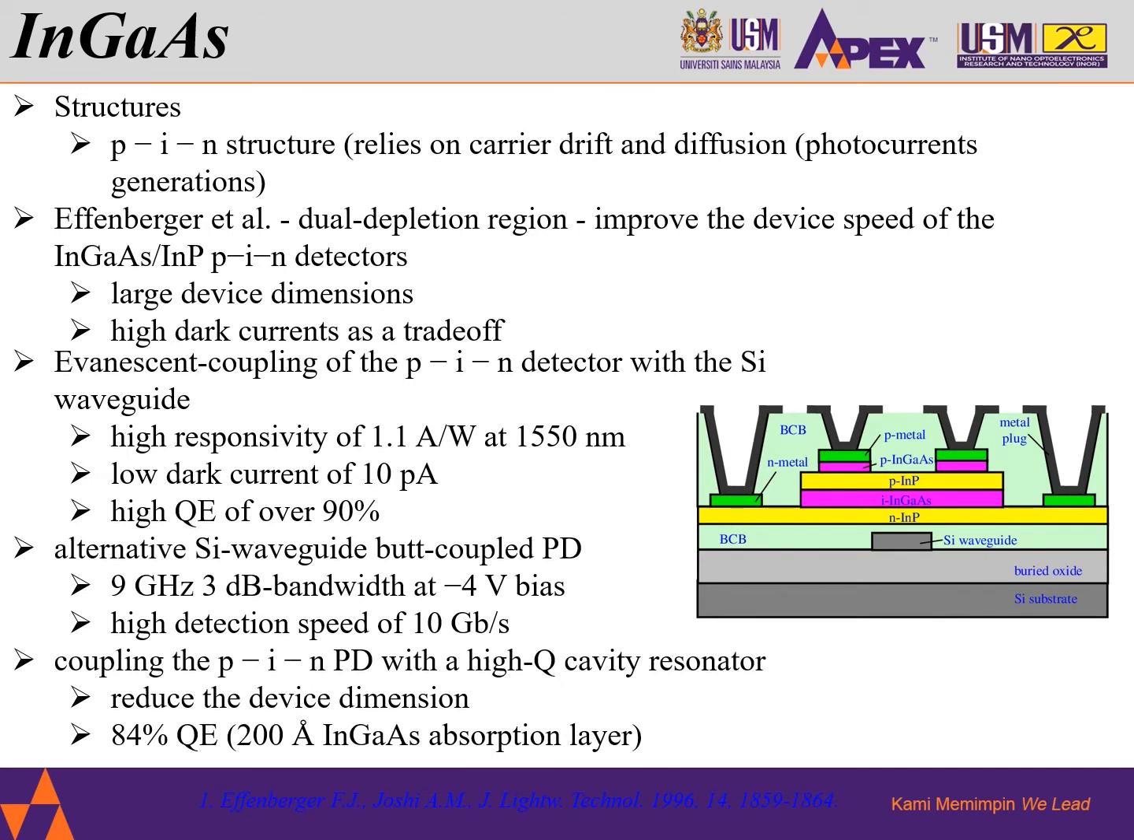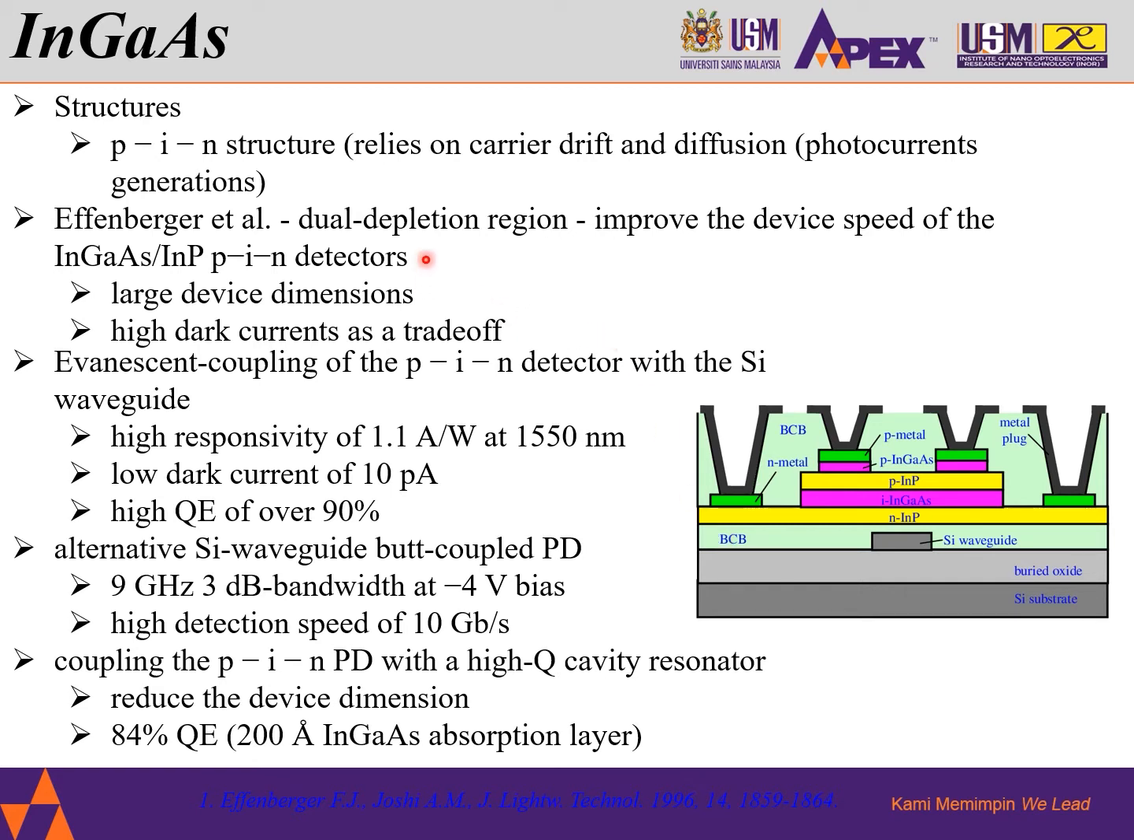Different types of PD structures based on indium gallium arsenide ternary systems have been developed to operate at telecommunication wavelengths. The classic PIN structure is shown in this figure, which relies on both carrier drift and diffusion to generate the photocurrent.